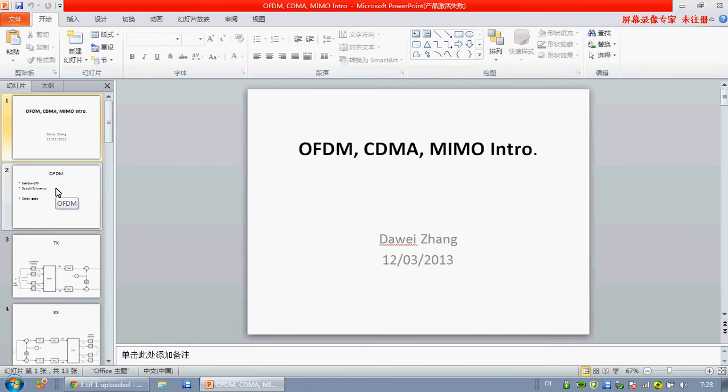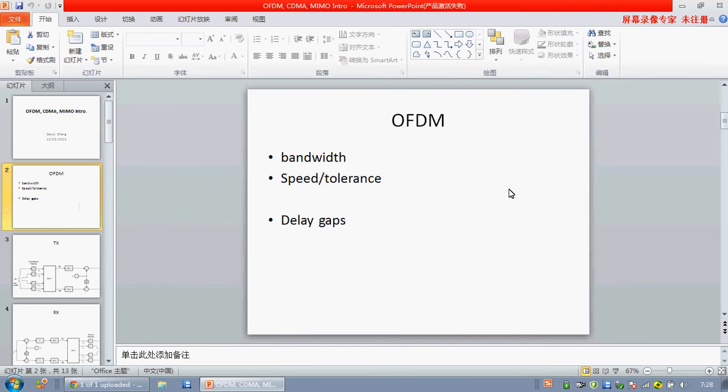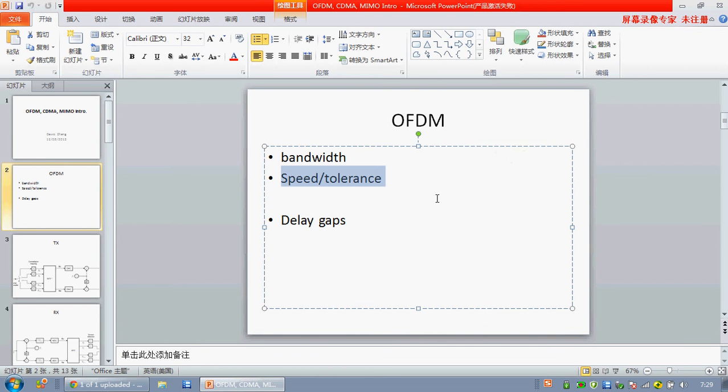Start with OFDM. OFDM is a modulation type that can make one big carrier into multiple small subcarriers. This will not minimize bandwidth, but just provide a lot of bandwidth. Also, with a big chunk of signal divided into smaller bandwidth subcarriers, the speed also decreases, which is good. Why? Lower speed means higher tolerance, because if someone doesn't run that fast, it's not very easy for them to interfere with each other.